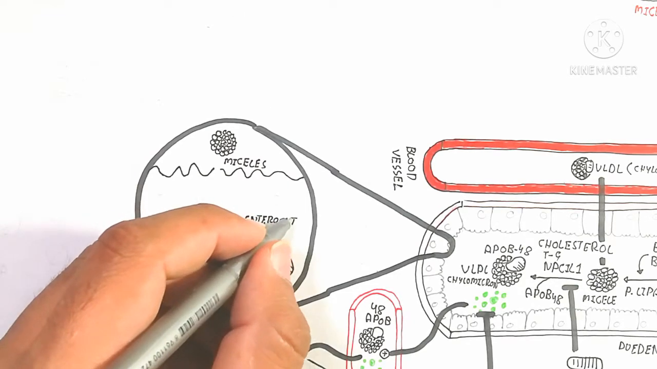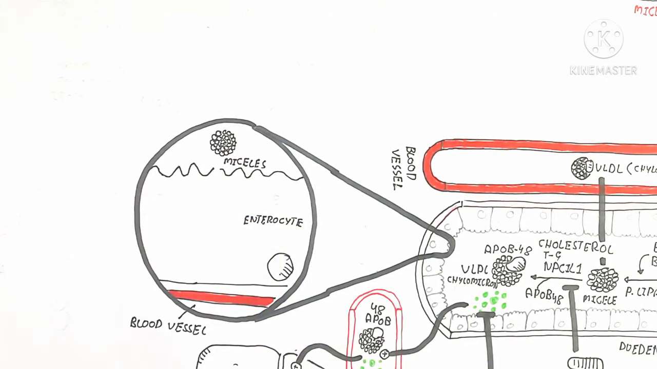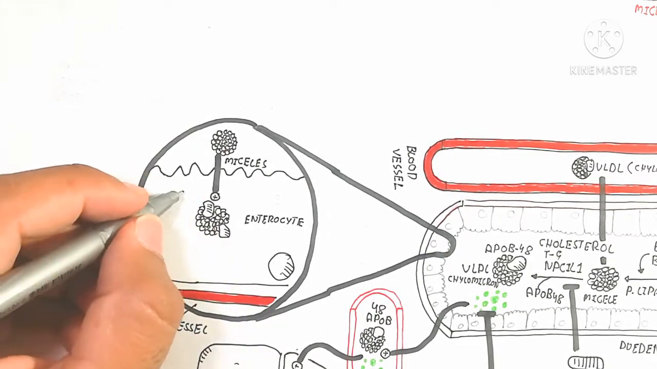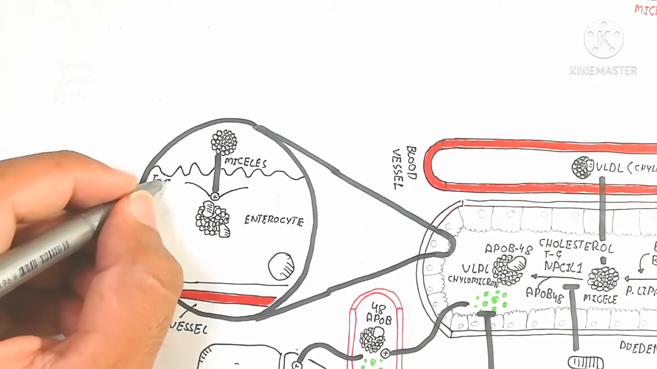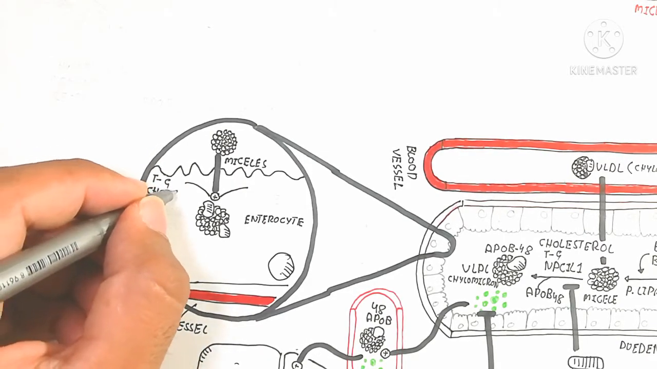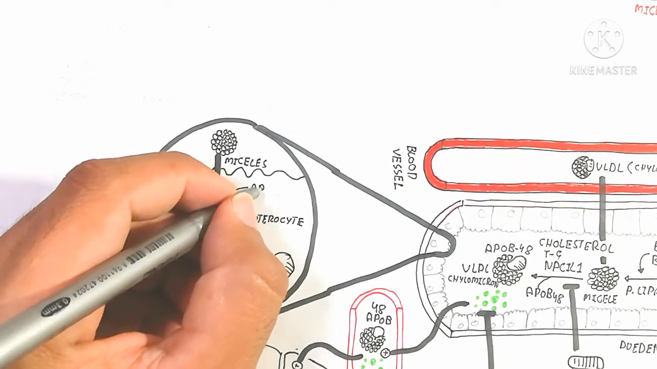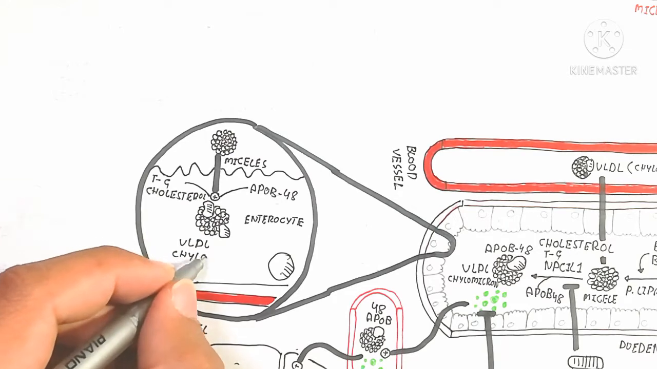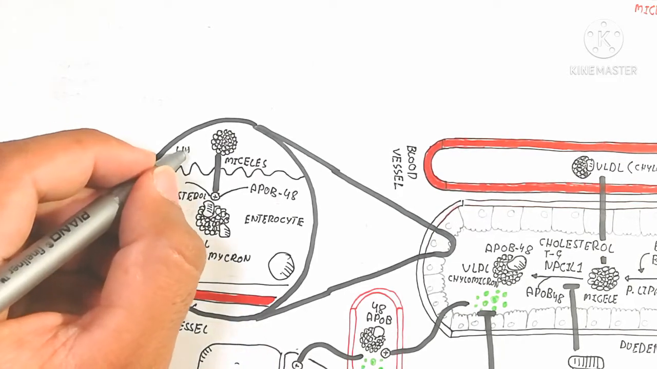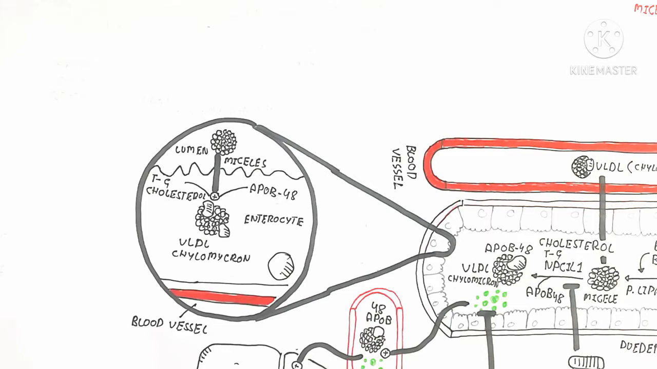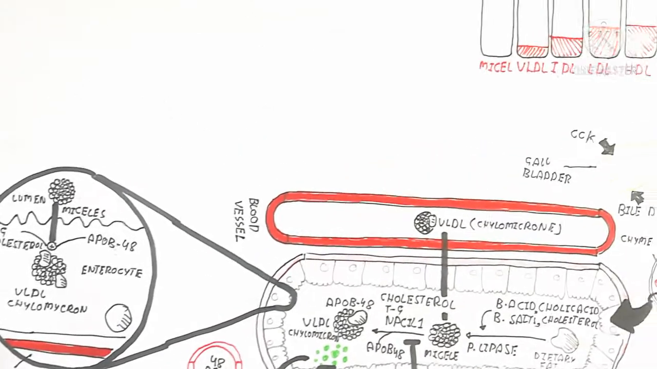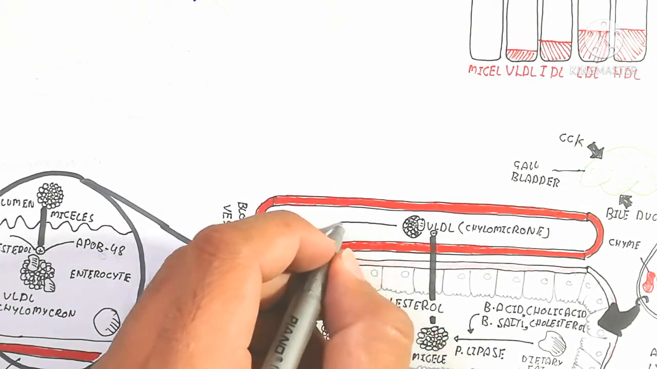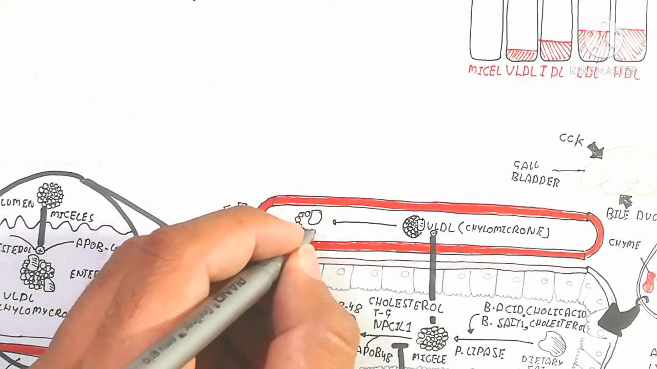So here is the enterocyte. First we will understand the mechanism of the micelle's conversion into the chylomicron. Here is the lumen and here is the micelle, which enters the enterocyte. Triglyceride, cholesterol and ApoB48 protein are added to it to produce a very low density lipoprotein as a chylomicron. This chylomicron is transported into the lymph, and after that into the blood vessel.